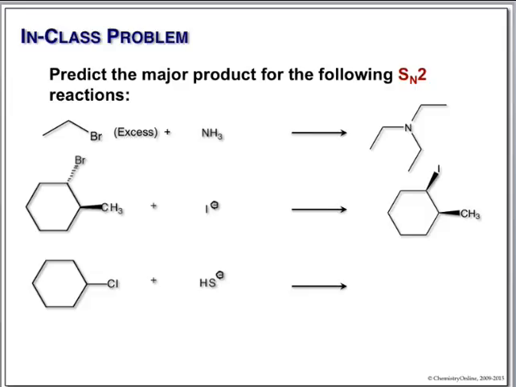But remember the thiols. Sulfur is right below oxygen on the periodic table. Makes it much more polarizable. It's a darn good nucleophile. All we're going to do here is a simple SN2 reaction. The hydrogen sulfide anion will displace the chlorine, and we'll wind up with the thiol as the product. Any question on this set?